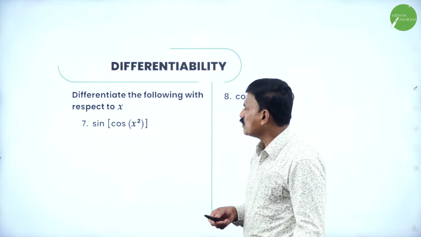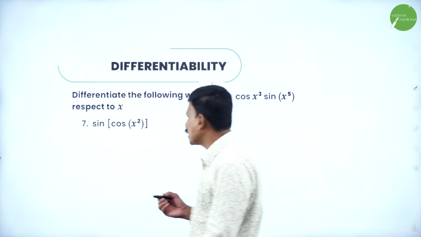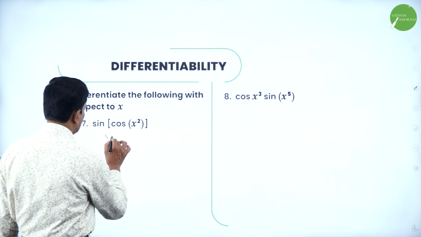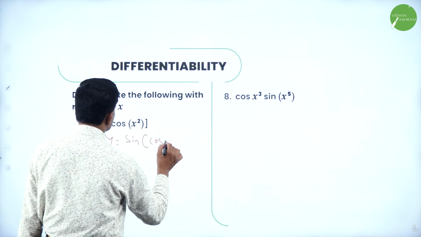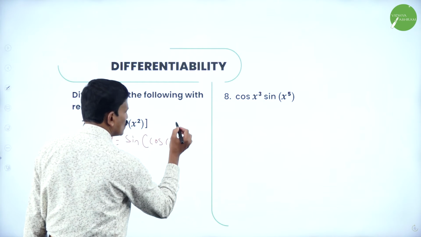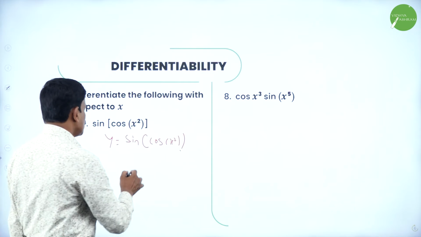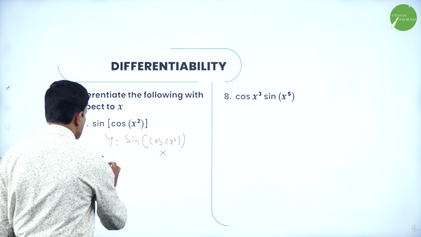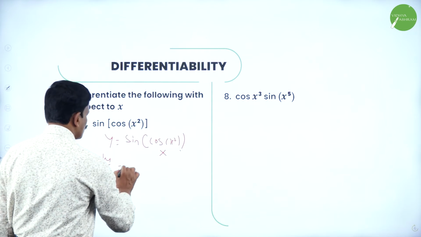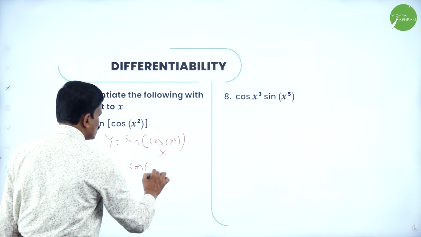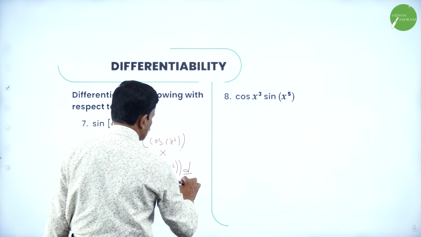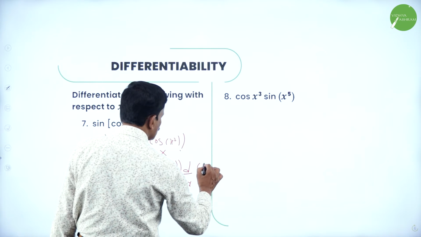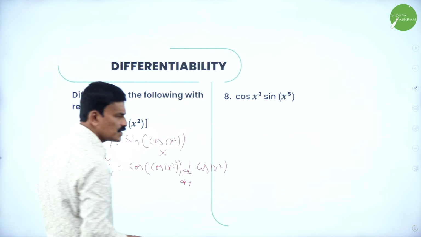Seventh problem, sine of cos x square. Let us consider this as y. Y is equal to sine of cos x square. Now, consider this as x. Dy by dx is equal to differentiation of sine, which is cos. Instead of x we have cos of x square, into d by dx of the inside function, cos of x square. That's it.